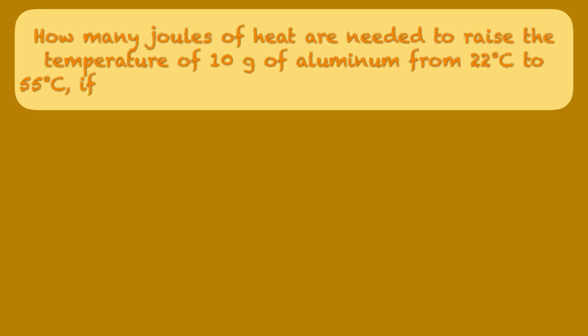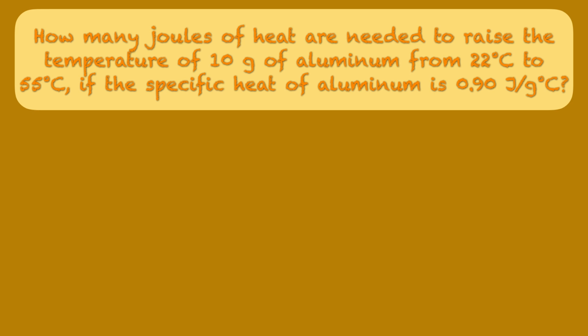How many joules of heat are needed to raise the temperature of 10 grams of aluminum from 22 degrees Celsius to 55 degrees Celsius if the specific heat of aluminum is 0.90 joules per gram degree Celsius? Reading the unit of specific heat is crucial in order to solve this problem. 0.90 joules per gram degree Celsius means 0.9 joules is needed in order to increase 1 gram of aluminum by 1 degree Celsius.